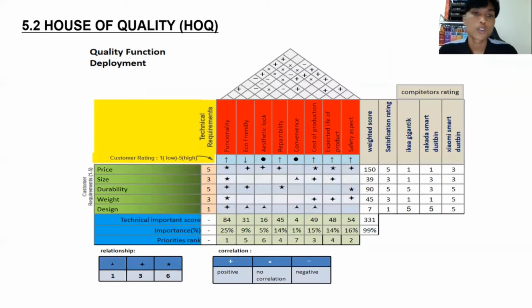So this is our HOQ. If you can see here, this is all based on part C that we made.